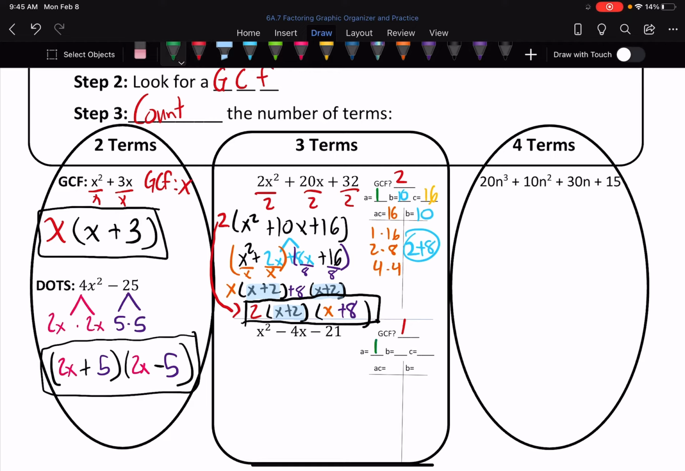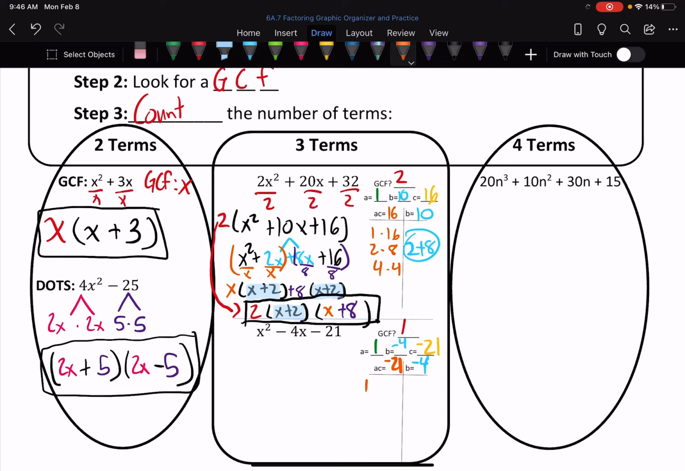In this case, our A value is 1, our B value is negative 4, and our C value is negative 21. So now I have to find two numbers that multiply to 1 times negative 21, which is negative 21, and add to negative 4. If they multiply to a negative number, I know that one of the terms needs to be positive and one needs to be negative. But if they add to a negative number, I know that my larger factor needs to be negative, so when I add them together, my sum is negative.